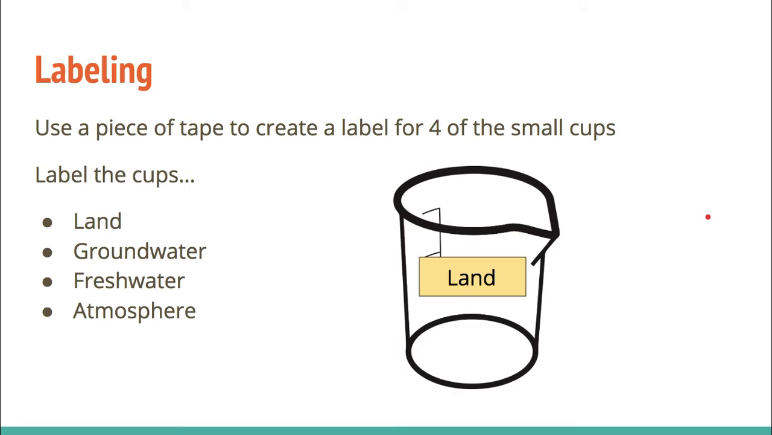To start your lab, you're going to use pieces of tape to create labels for 4 of the small cups. Remember, you're going to have 5. You're only creating labels for 4 of them. On each cup, create a small label using a piece of tape. Label them land, groundwater, freshwater, and atmosphere.